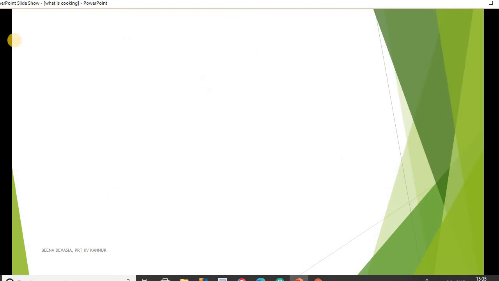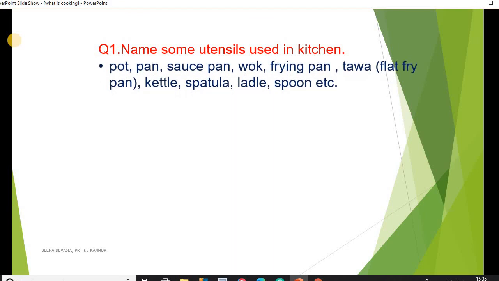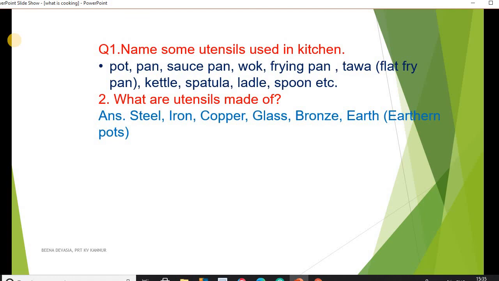Now let's try to answer some questions. Name some utensils used in your kitchen. Pot, pan, saucepan, wok, frying pan, tawa, kettle, spatula, ladle, spoon, etc. What are utensils made of? Utensils are made of steel, iron, copper, glass, bronze, earth, which is also known as earthen pots.